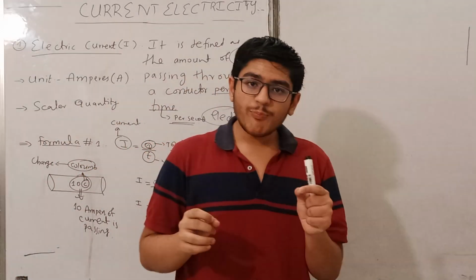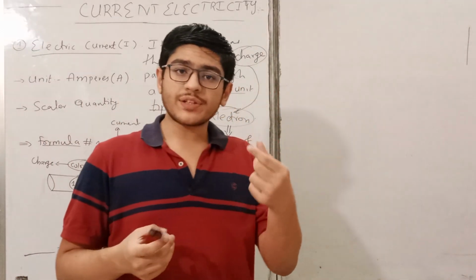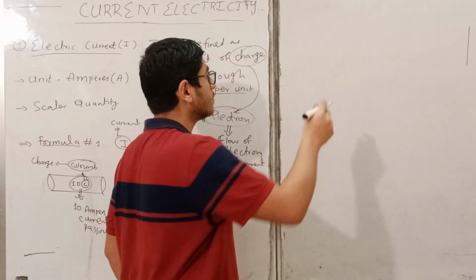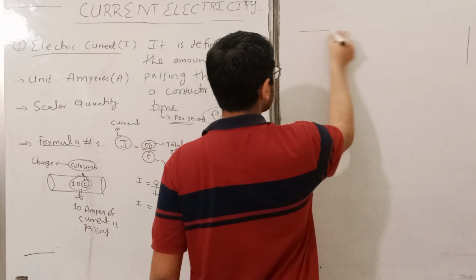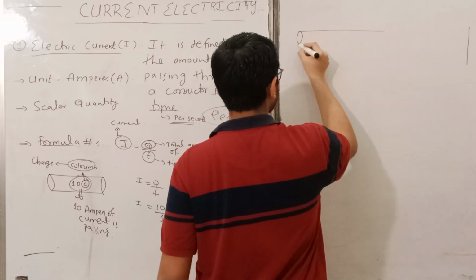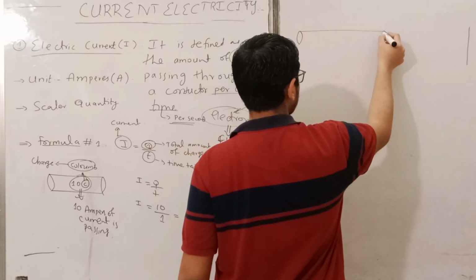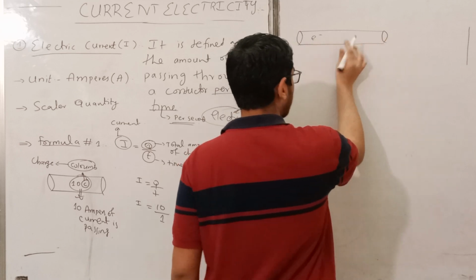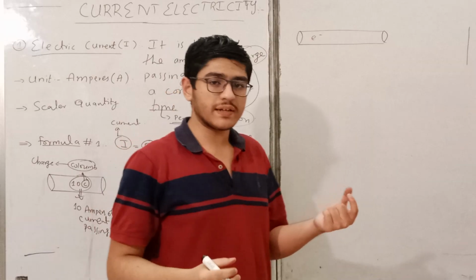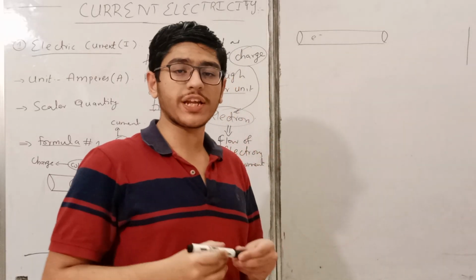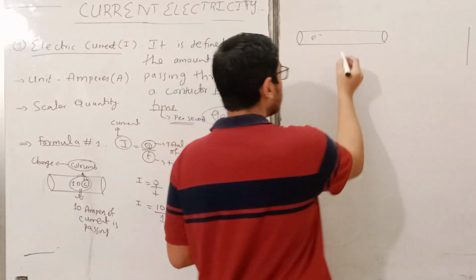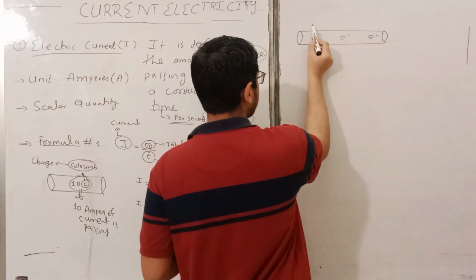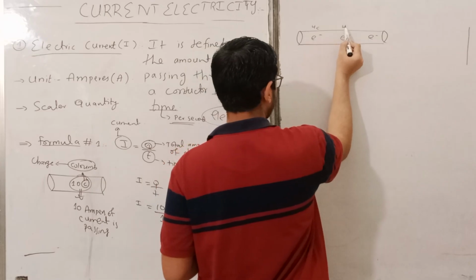That you are given the number of particles carrying the charge, that is the number of electrons carrying the charge, and you are given the charge on each electron. Suppose for the sake of simplicity, we are only considering 3 electrons, but in examination a multitude of electrons is given. 3 electrons are passing through this conductor and each electron is carrying the charge of 4 coulombs.